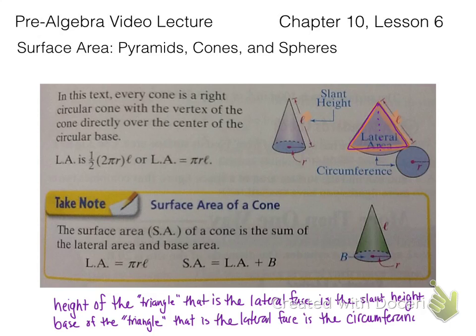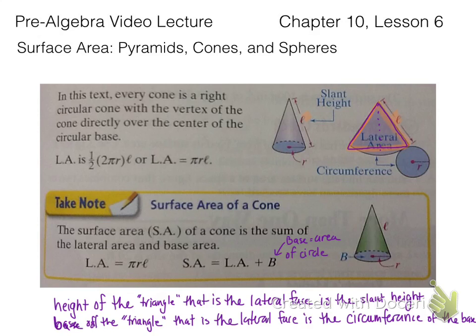And then the base of the lateral area, that is the surface area, is the circumference. And I spelled circumference wrong twice. It's E-N-C-E, not A-N-C-E at the end. Okay? So, again, the bottom of this triangle that makes up the lateral area is the circumference of the circle of the base, and the height is the slant height. All right? And then again, don't forget big B means the area of the base. In this case, it is a circle.